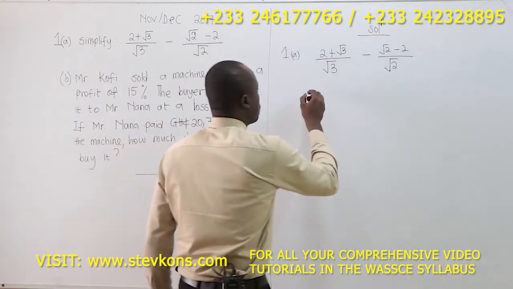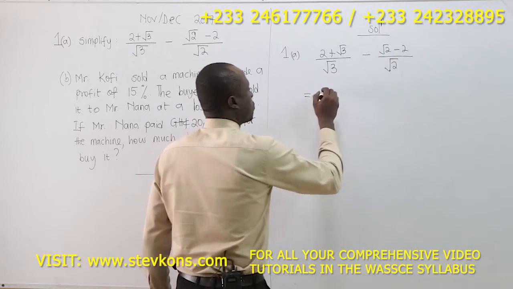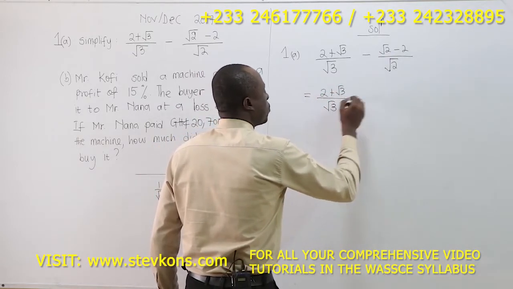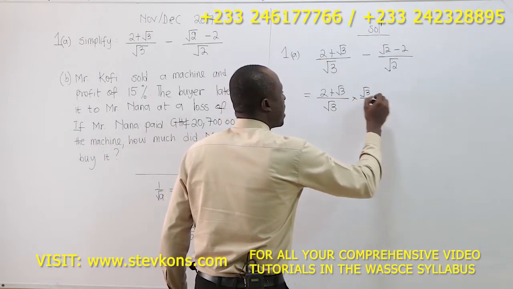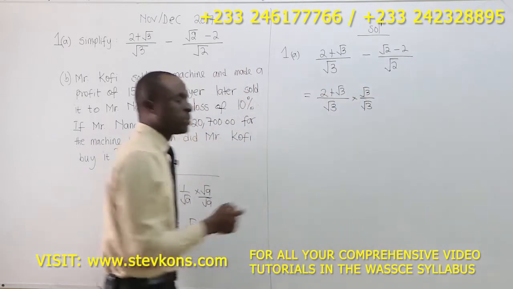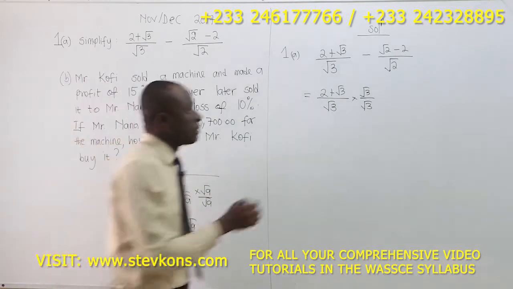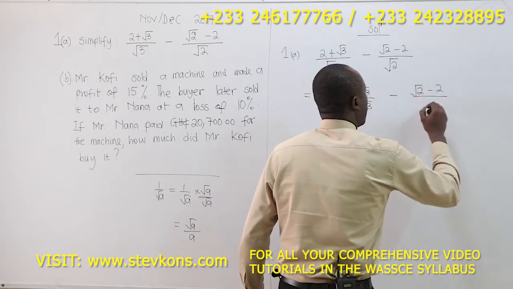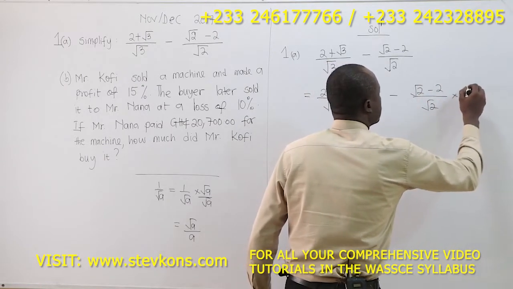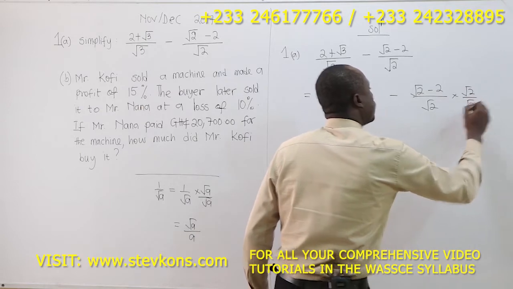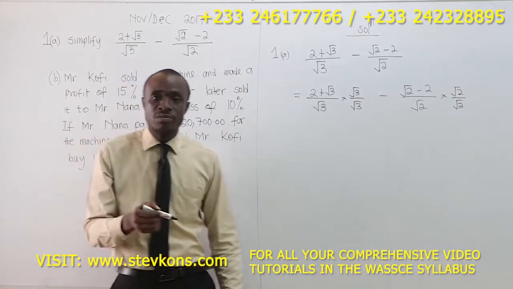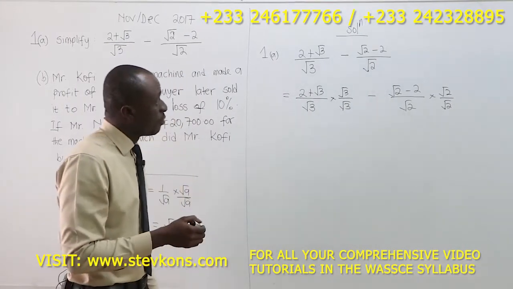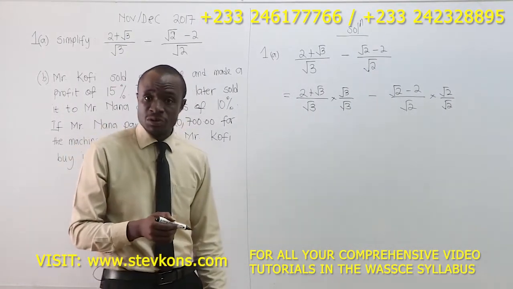So from here, what are we supposed to do? We are supposed to rationalize. We have 2 plus root 3 over root 3, so we multiply top and bottom by the denominator. Minus, we have root 2 minus 2 all over root 2 times root 2 over root 2. So you multiply the numerator and denominator by the denominator. Now, we have to expand using the distributive property.